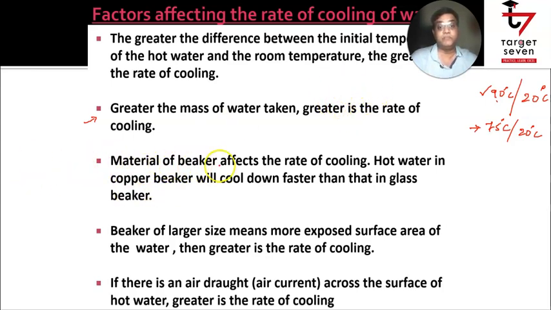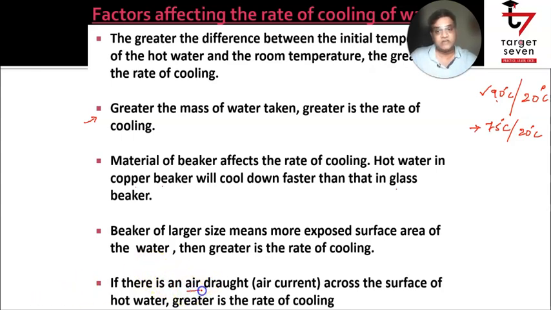The material of the beaker will certainly affect the rate of cooling. Hot water will be cooled down faster in a copper beaker than in a glass beaker. Reason: copper is a good conductor of heat energy. A beaker of larger size indicates that the surface area of the beaker will be higher. There is a higher surface area of the liquid exposed to the atmosphere. Therefore, it will cool down faster.